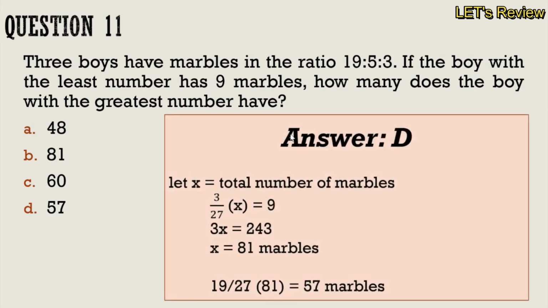The answer is D. So we let X be the total number of marbles, and we have the least number of marbles, that is 9. So we have 3 over 27 times X is equal to 9. 3X is equal to 243. X is equal to 81 marbles. So we have the X, which is 81. So 19 divided by 27 times 81 is equal to 57 marbles.